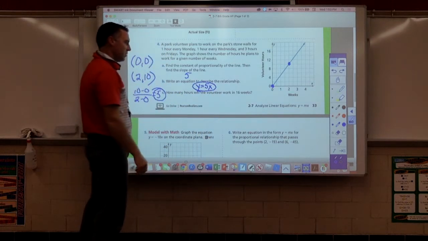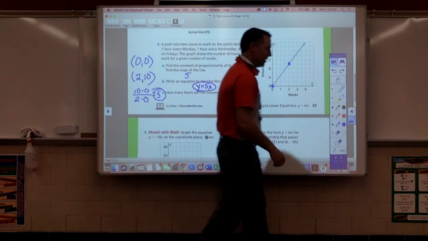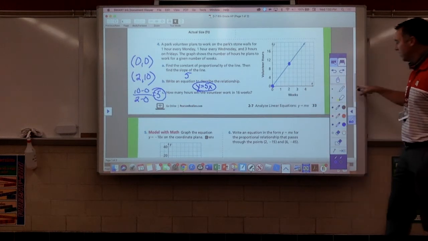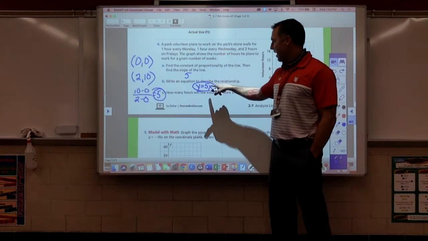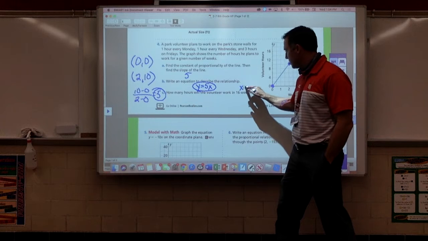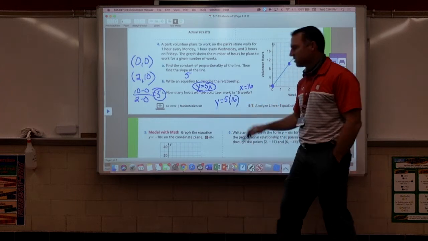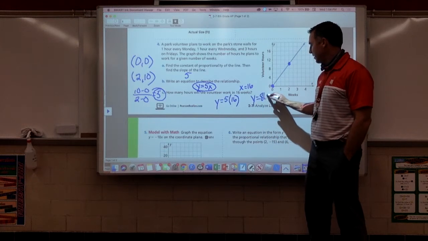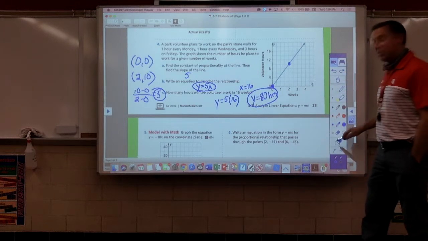How many hours will a volunteer work in 16 weeks? Can we use the graph, Mr. Knoll? Well, I think it'd be pretty tough, because if I go over to weeks, it only goes up to 4 weeks. I need to go out to 16 weeks. Is that why we write an equation? I think it would just be easier to use this equation. X represents our number of weeks. If x equals 16, y equals 5 times 16. 80. Y equals 80. He is going to work 80 hours in 16 weeks. That's really not that much.